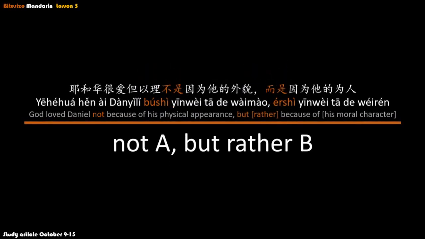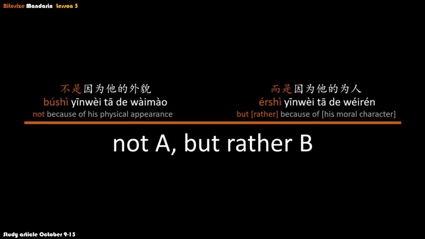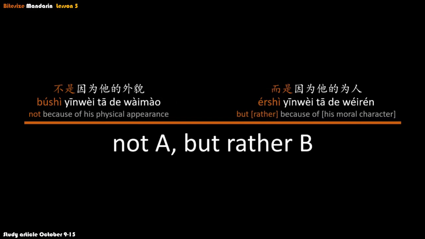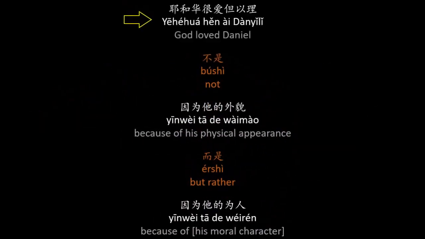So we can split this sentence into two parts to really emphasize the A and the B. 不是因为他的外貌, that's A, 而是因为他的为人, that's B. So actually, the entire phrase after 不是 is A, 因为他的外貌, so not A, 不是因为他的外貌. And the entire phrase after 而是 is B, 因为他的为人, but rather B, 而是因为他的为人. So, 耶和华很爱但以理，不是因为他的外貌，而是因为他的为人. God loved Daniel not because of his physical appearance, but rather because of his moral character. Not because of A, but rather because of B.